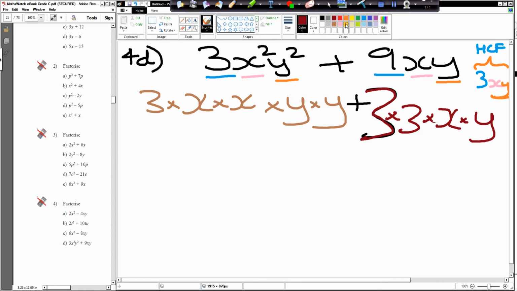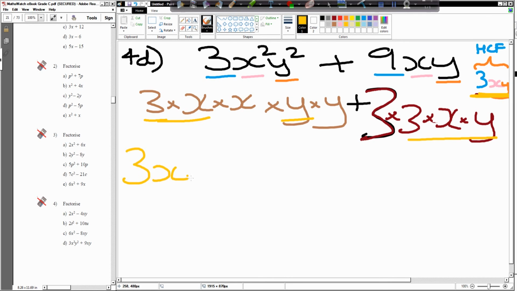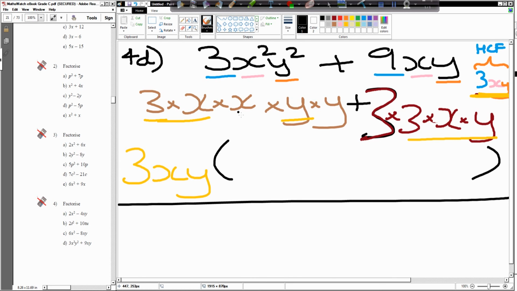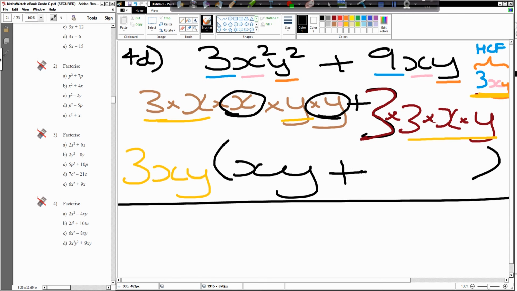Now, we said that the highest common factor was 3xy. So where's my 3xy? Here's my 3, here's my x, there's my y, and there's my 3xy. Let's pull them out. So we're going to have at the front 3xy. Then we're going to have our brackets. So what have we got left over here, Abdullah? We've got x left over and a y. So we have xy. And the plus is copied down. Now we took all of this out. So what are we left with? 3. And that's the end of that question.